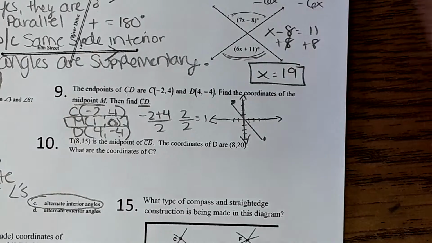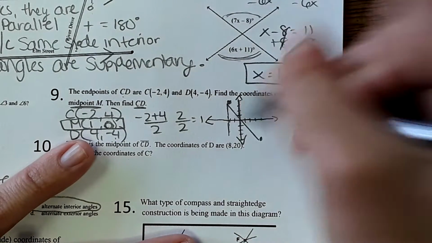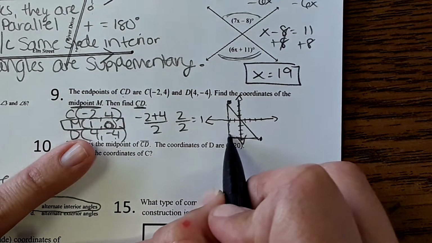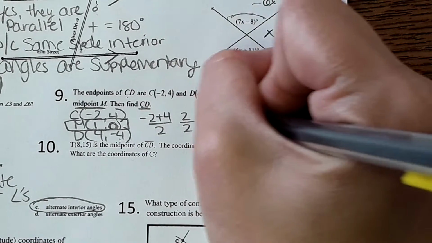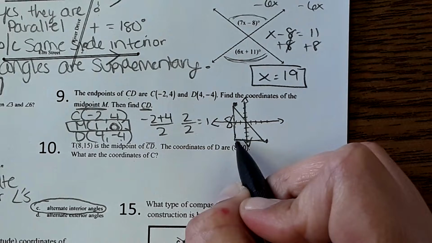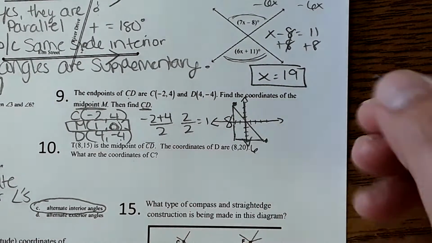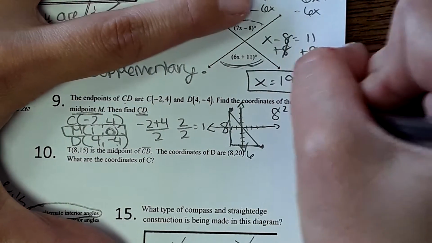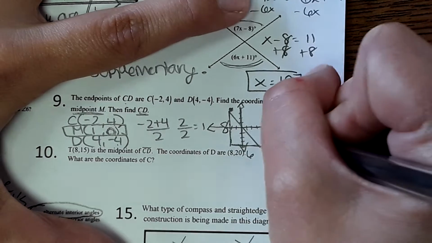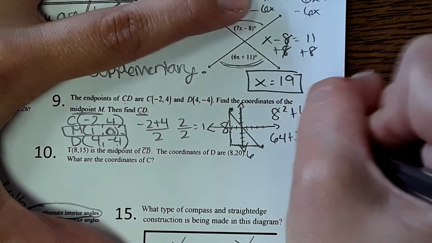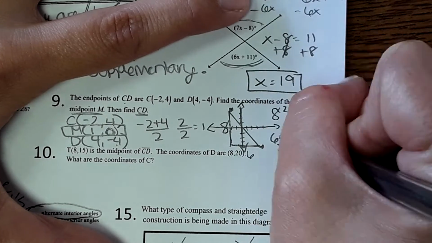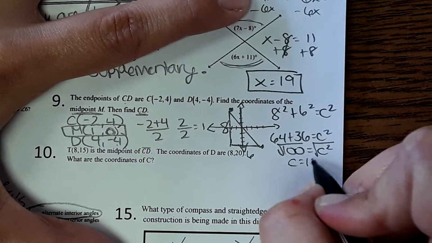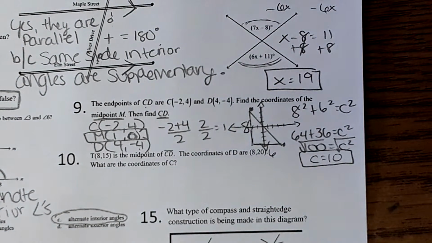Okay, so to find the length of this line, just sketch out a right triangle. And then find the dimensions of that triangle. So this was from 4 to -4, so it would be 8 right here. And then the length here from -2 to 4 would be 6. And then you can do 8 squared plus 6 squared equals c squared. And c equals 10. So the length of that line is 10.